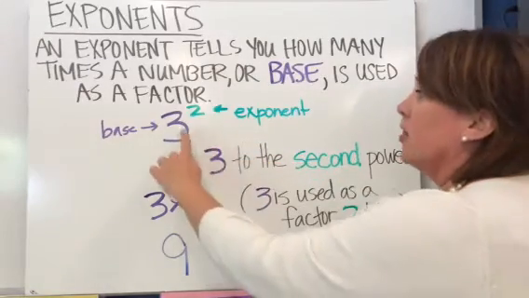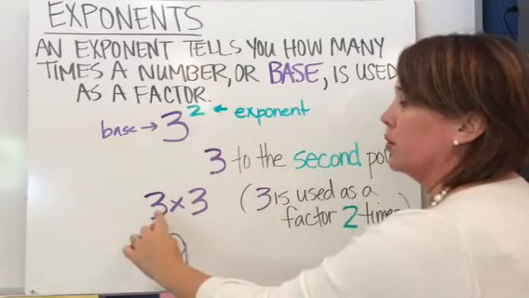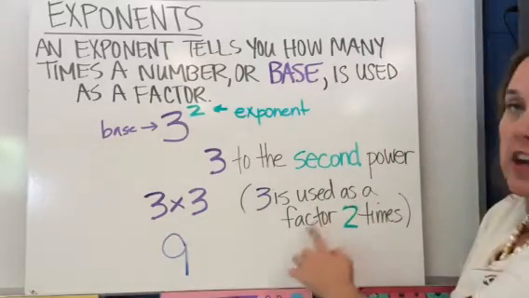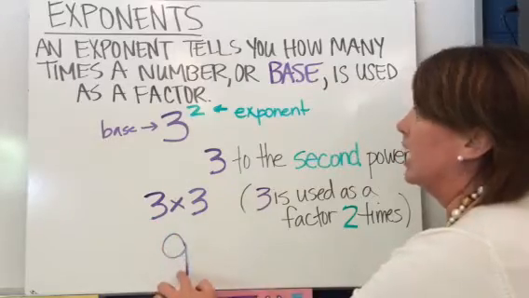In other words, this base, 3, is a factor 2 times. So I would write 3 times 3. 3 is used as a factor 2 times, and then I'd work it out. 3 times 3 is 9.